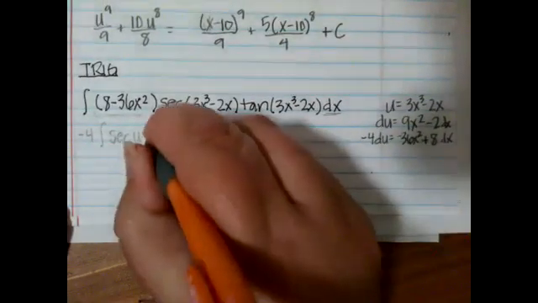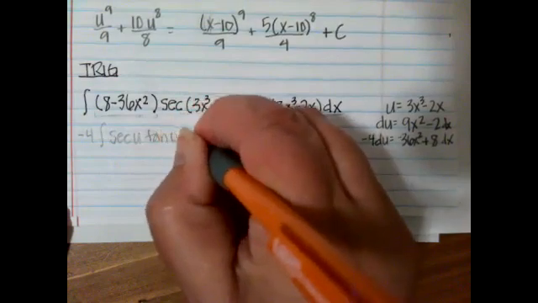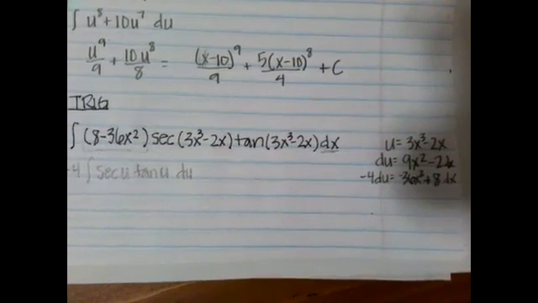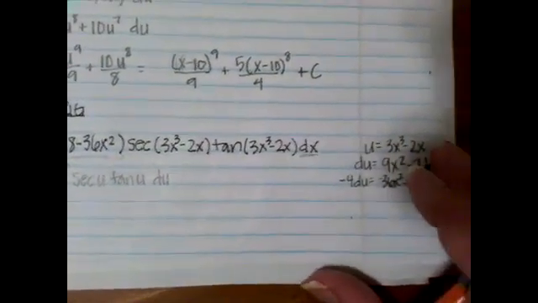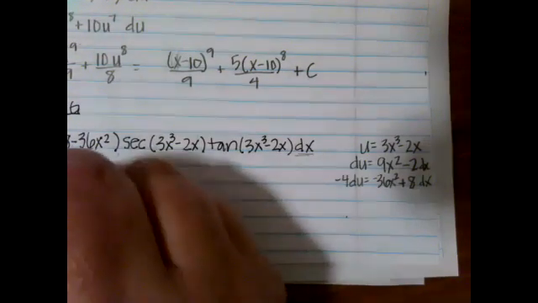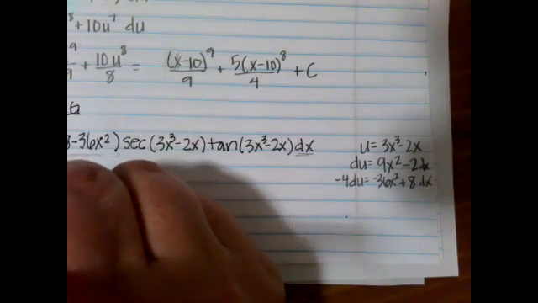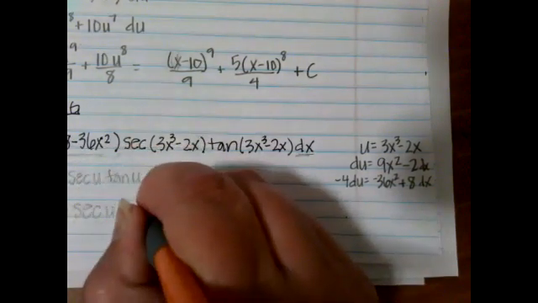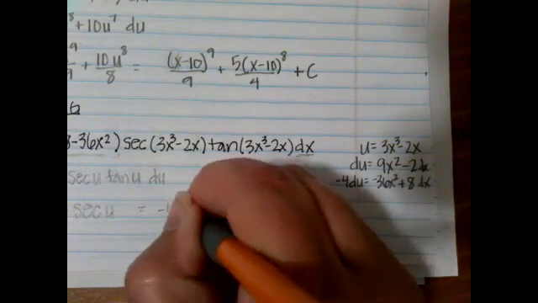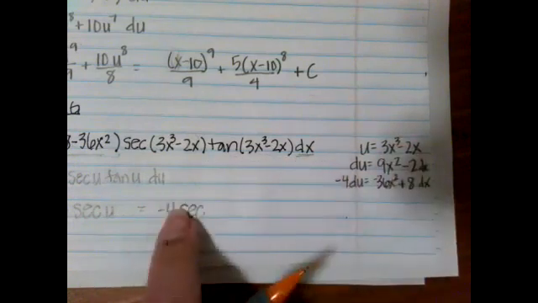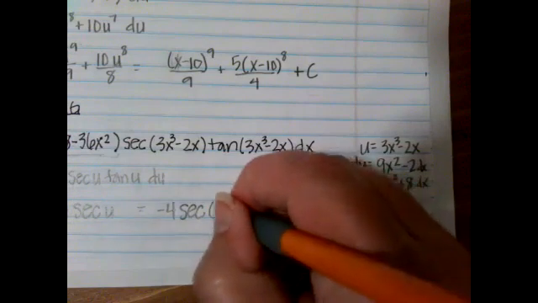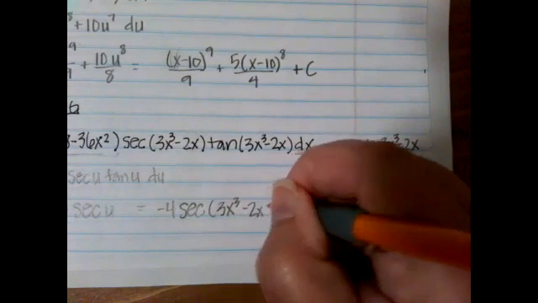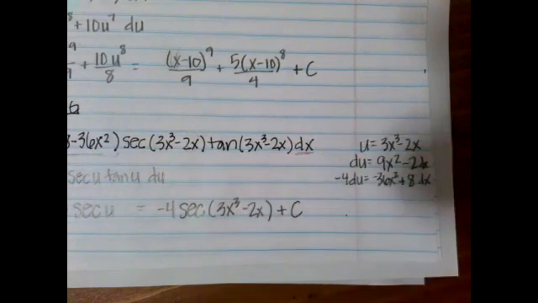tangent u and du. And again, hopefully you kind of saw from the beginning that that secant tangent was heading towards secant anyway. And so when I integrate, it would just be -4 secant u. And then that's going to be, substituting this back in, 3x cubed minus 2x, and then don't forget your constant.